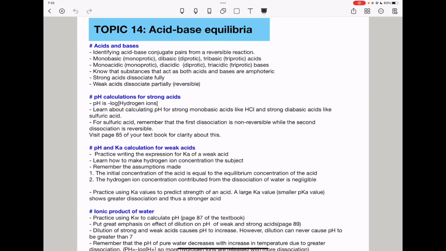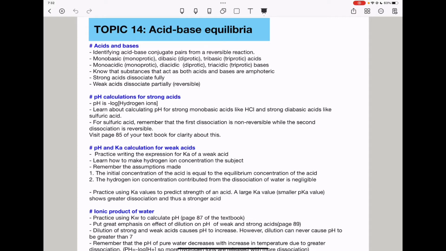Topic 14, acid-base equilibria. In my experience, I think this is the hardest topic from Unit 4, and students have to handle this really, really carefully. So, from topic 14, they could ask you about acids and bases, identifying acid-base conjugate pairs from a reversible reaction. This is common in section A, the multiple choice questions.